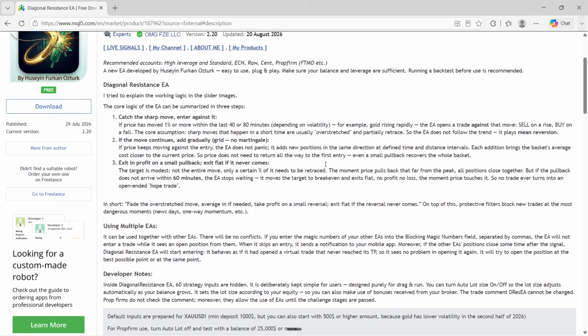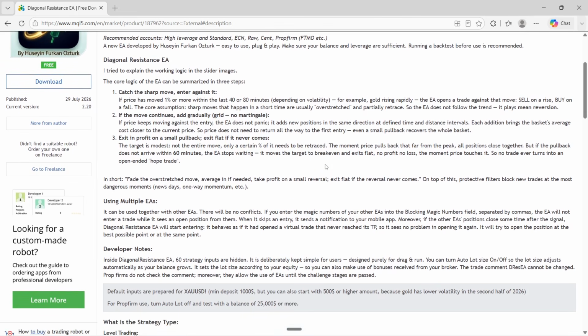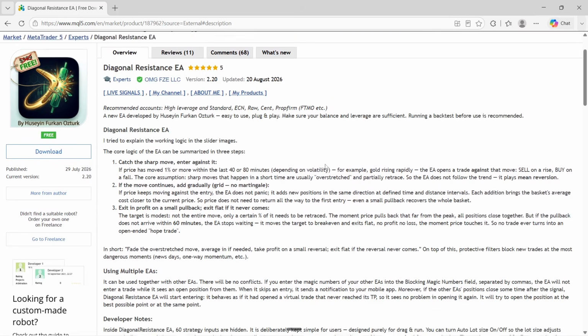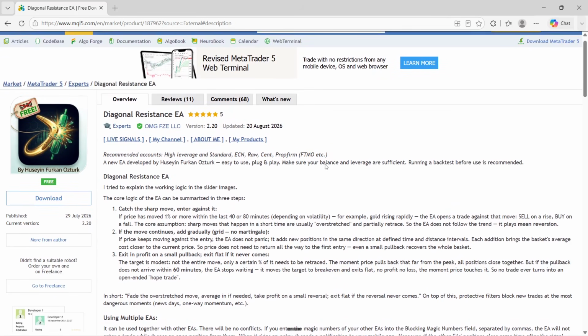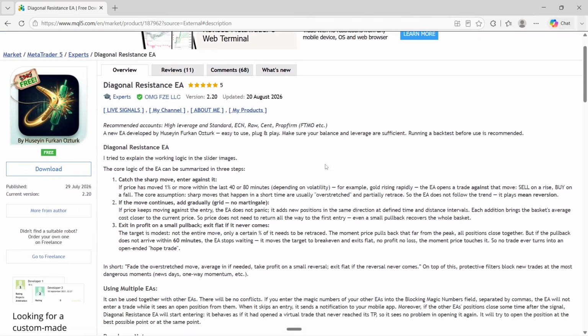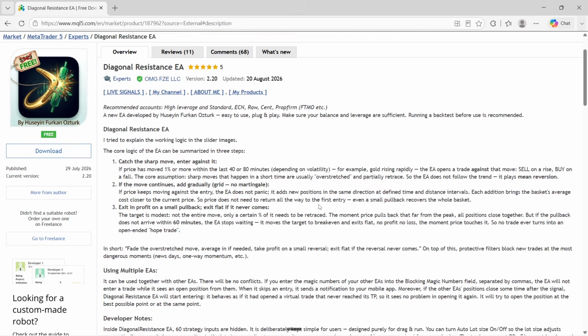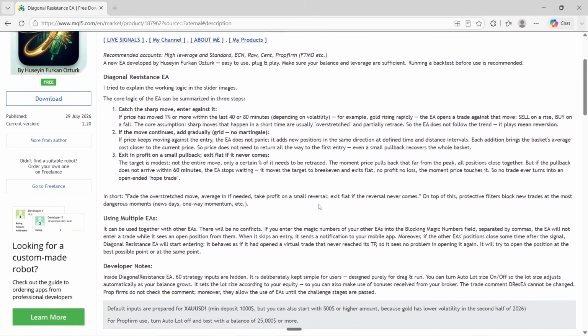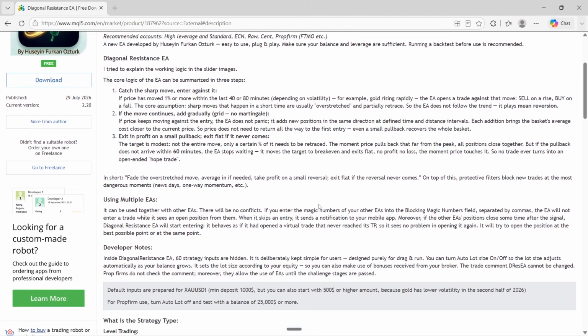Second, if the move continues, it adds positions gradually using an equal lot grid with no martingale. Each addition brings the basket's average cost closer to the current price, so that only a modest pullback is needed to recover the whole basket.